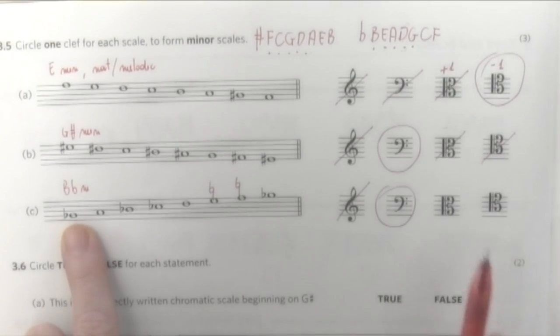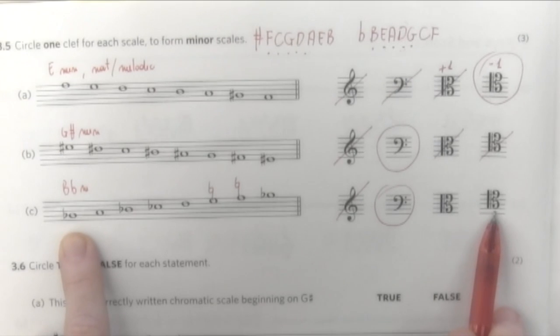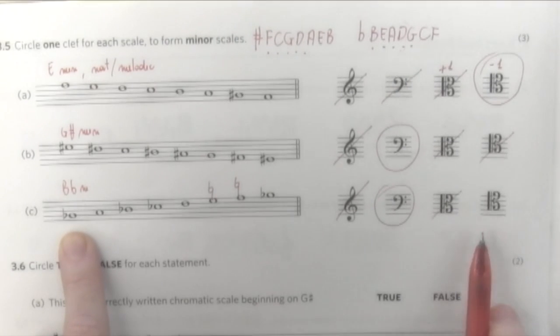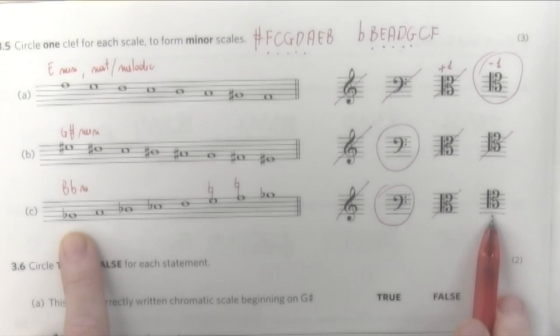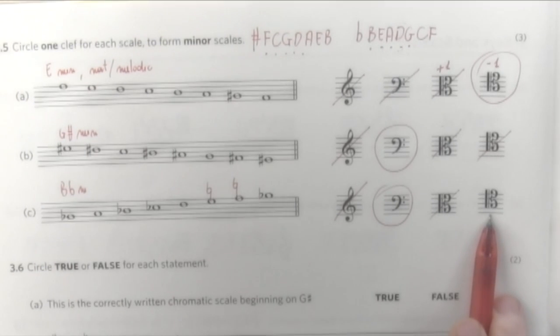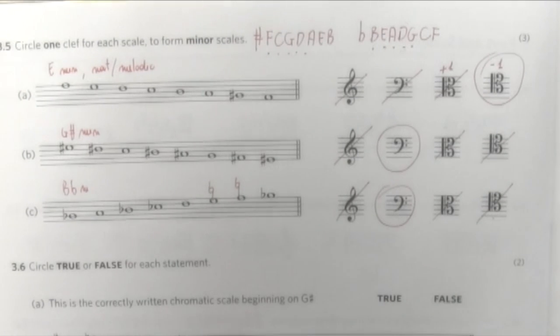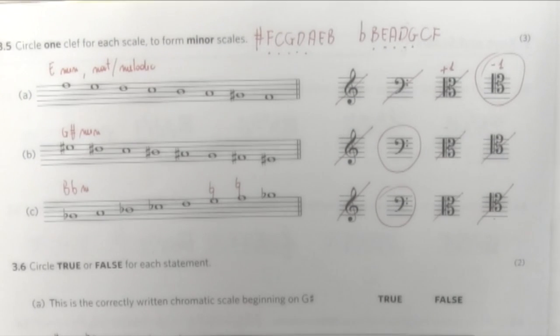Let's exclude the other ones. In the alto clef, this will be C flat minor, which doesn't exist. And in the tenor clef, this would be A flat minor, and A flat minor doesn't exist because it would be the relative minor of C double flat. So here is the final answer.